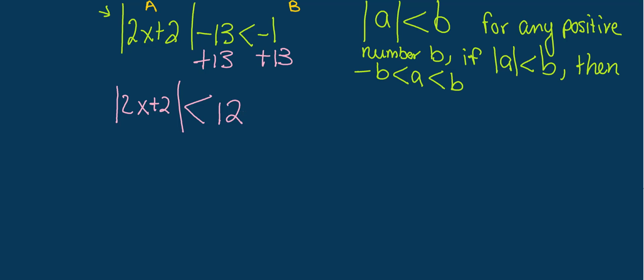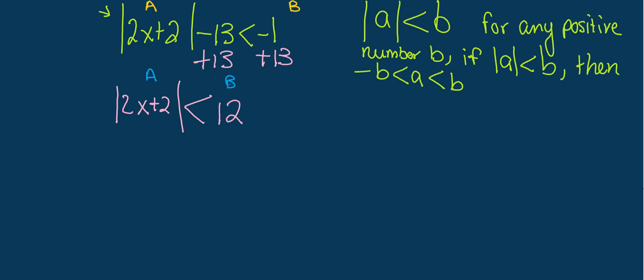Okay? Keeping in mind that it's less than our b value, and we're calling the left side a and the right side b. One side is a, one side is b. Our 2x plus 2 is a, and our 12 is going to be b. So please keep that in mind, and I can write that a and that b up here. Okay? So it tells us that absolute a value is less than b for any positive number b.